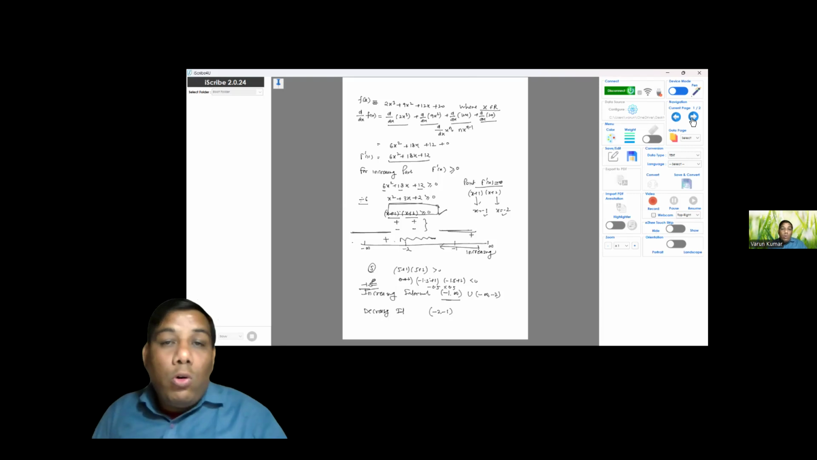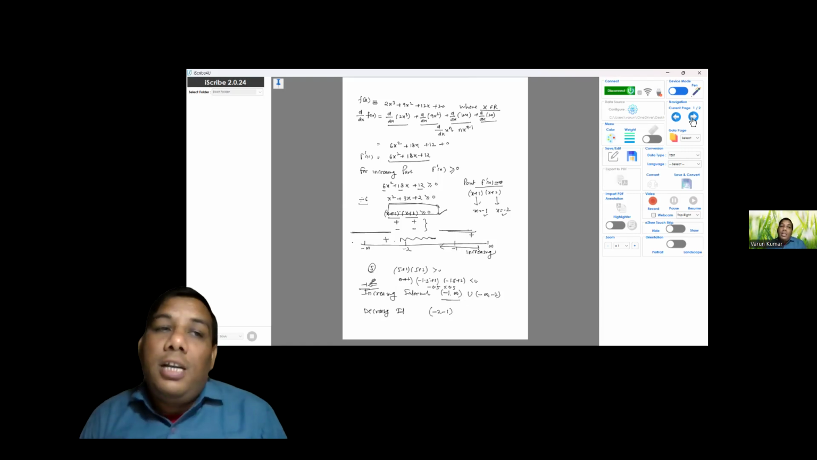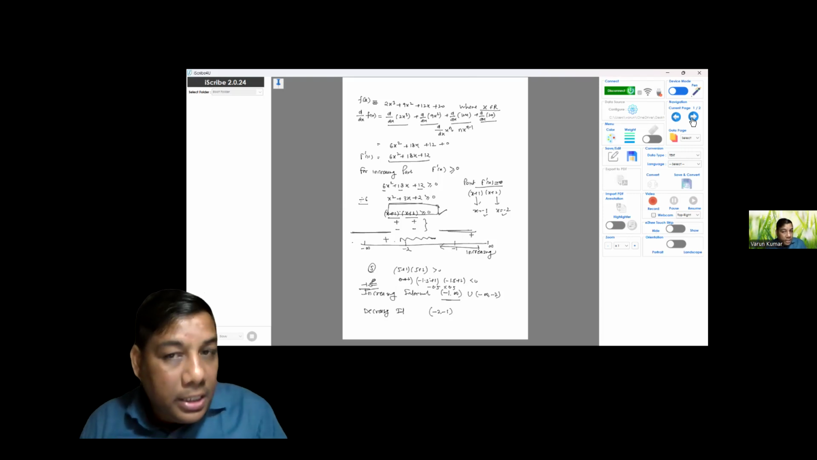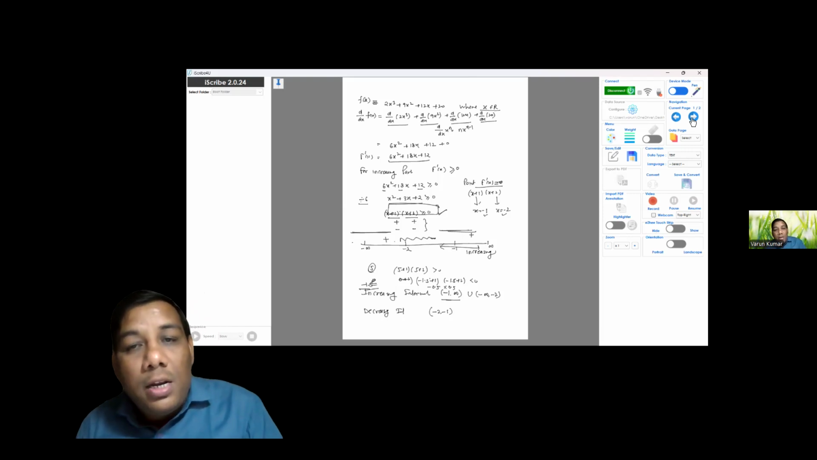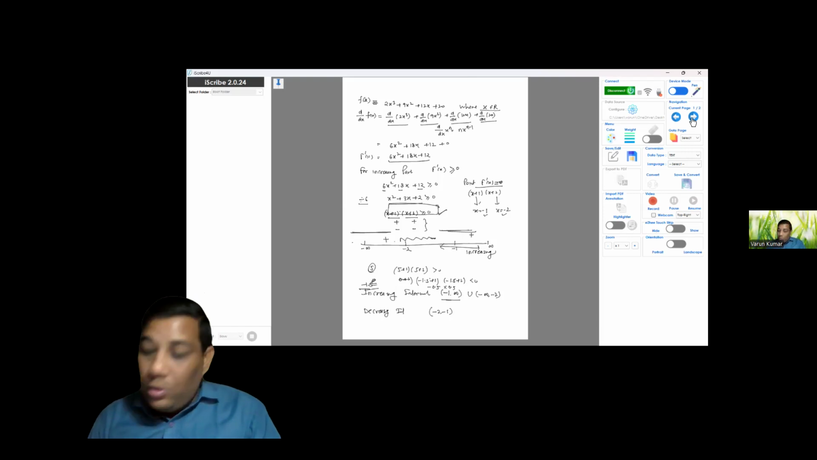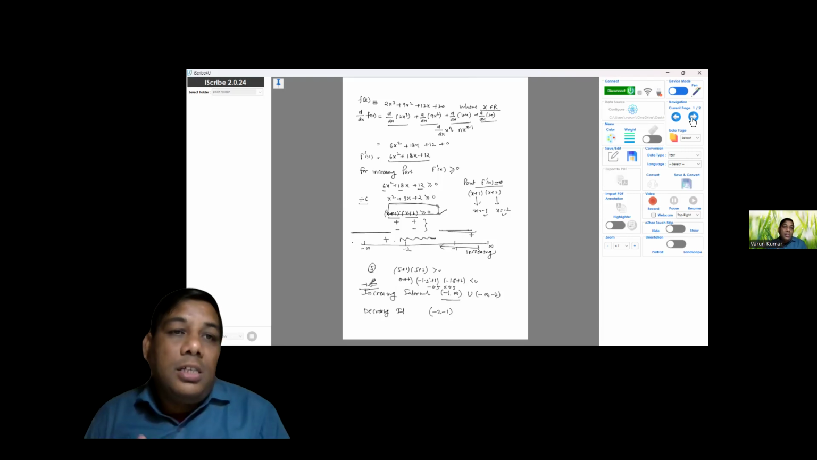Means the whole number line is divided into three parts. Minus infinity to -2 goes to the increasing interval. -2 to -1 goes to the decreasing interval. And -1 to infinity goes again to the increasing interval. So this is the concept regarding increasing and decreasing functions.